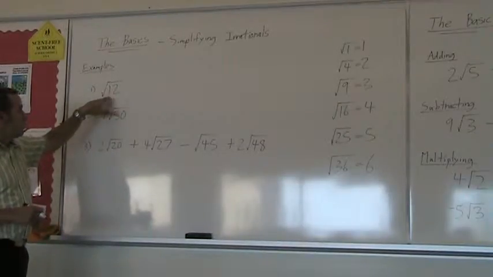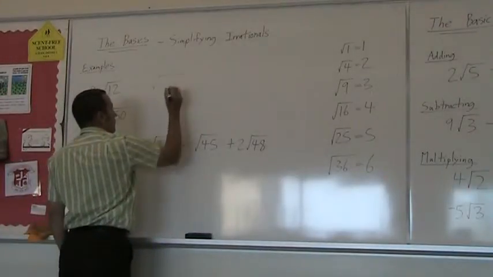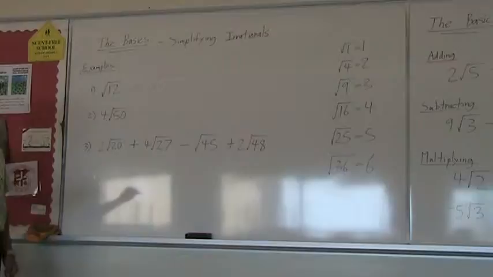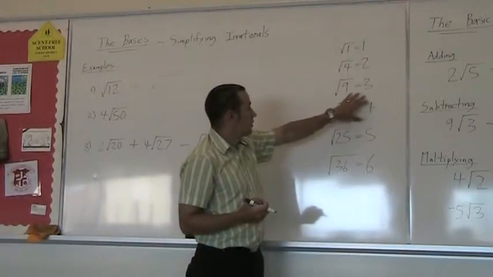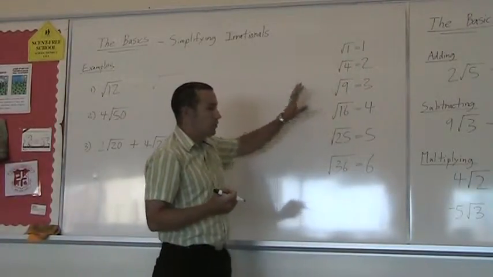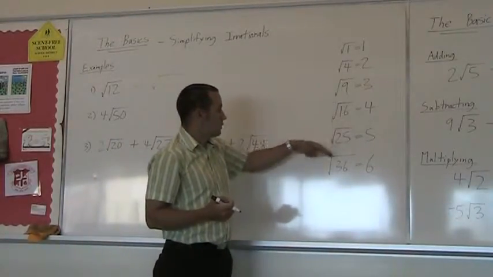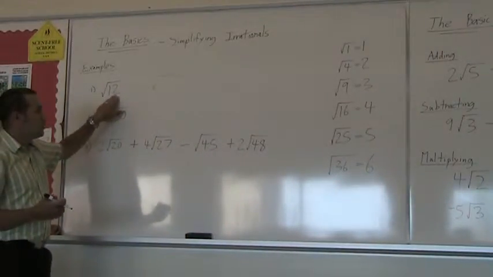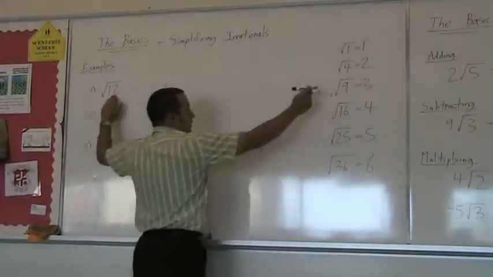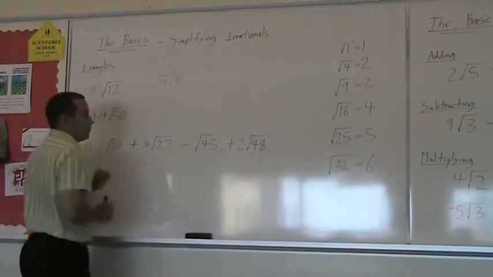To simplify square root of 12, I rewrite it as the product of two numbers. One of those two numbers should be a 1, 4, 9, 16, or 25. And one of those two numbers should be 1, 4, 9, 16, 25, 36, on down. And you can get the picture. So for square root of 12, the number that will go into that is 4. So 4 times 3.